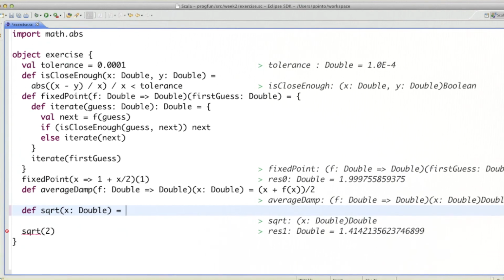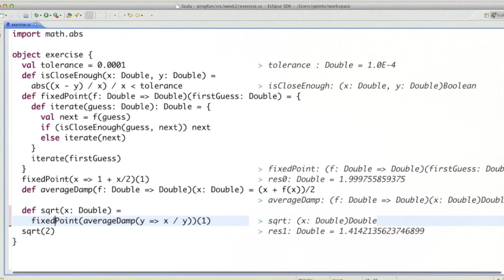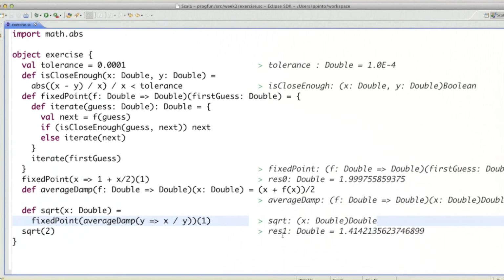So let's see how we would solve this example. I've given you the average damp function that we developed on the slide. What would square root be now? So square root would be the fixed point of the function that maps y to x over y with initial value 1, but that was the one we did that didn't converge. So what we do is we use average damp on that function here. And if we run it, we get the expected square root result.